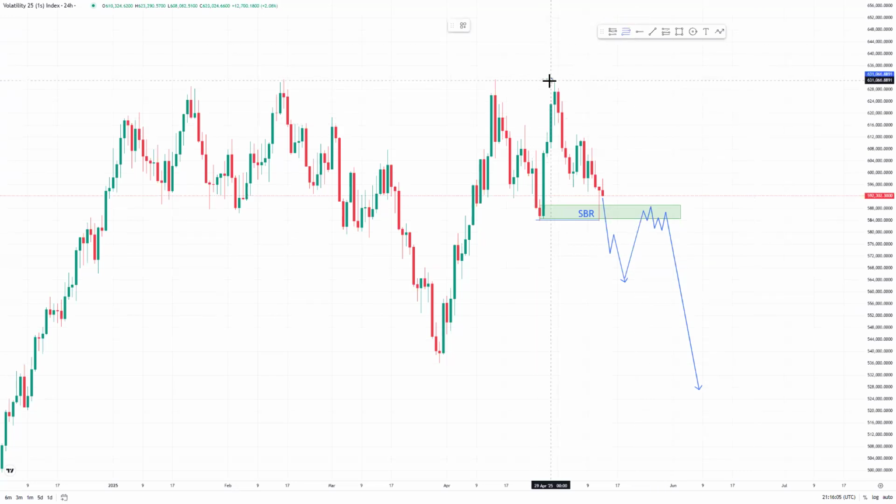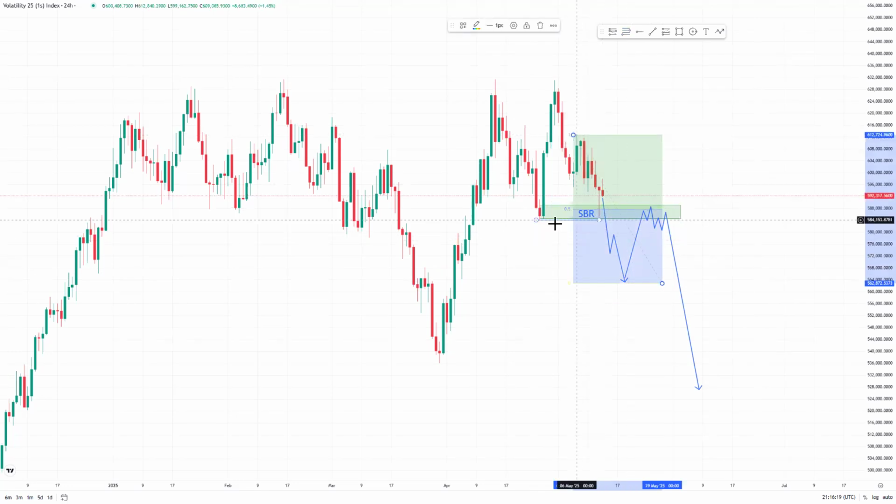And also, for SBR, this is where you need to mark from the current area. Mark from here to this whole place. You can see that it is within the 50% area. So that's it. It's as simple as that.